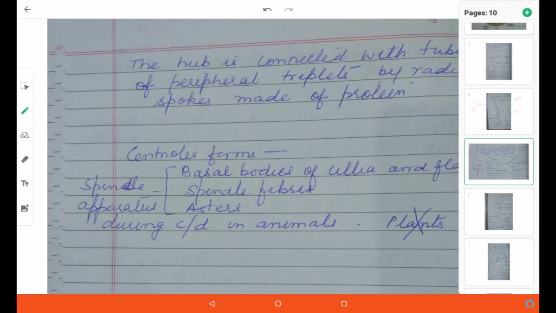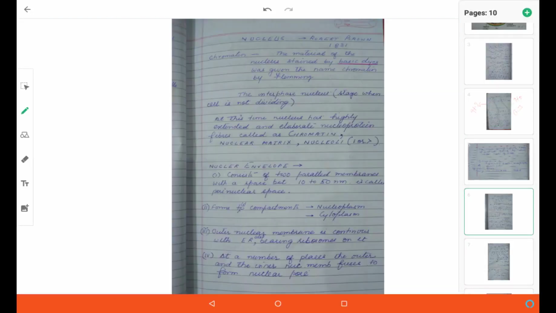The centrioles are the prime reason for forming basal bodies, which give rise to cilia and flagella. The centrioles are responsible for the formation of spindle fibers and asters during cell division in animals. However, they are absent in plants.